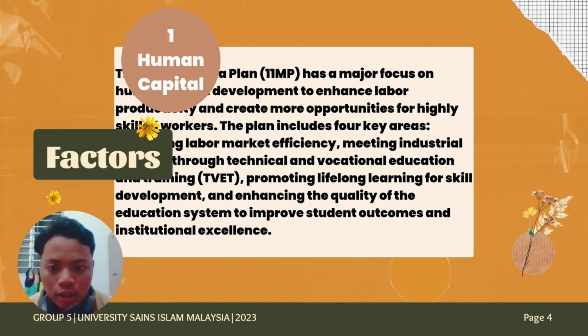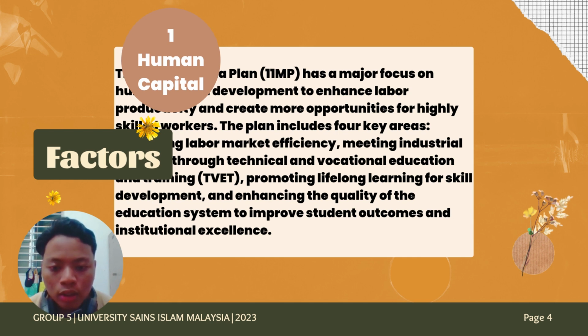The first one is human capital. The focus on education and human capital development is encapsulated in the third of six major thrusts of the 11 Malaysia Plan, 11 MP, accelerating human capital development for an advanced nation. The underlying purpose of this effort is to boost labor productivity and create more job opportunities for highly skilled workers. This thrust has four focus points.